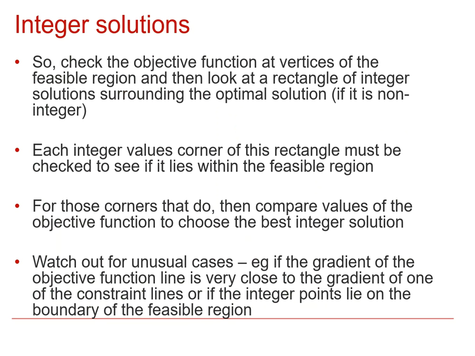So just a summary then of what we do if we know we're looking for integer solutions. First thing is that we consider the rectangle of 4 integer solutions that surround the optimum solution. You might want to think for a moment as to why we're referring to that as a rectangle, because you could be forgiven for claiming that it's a square.